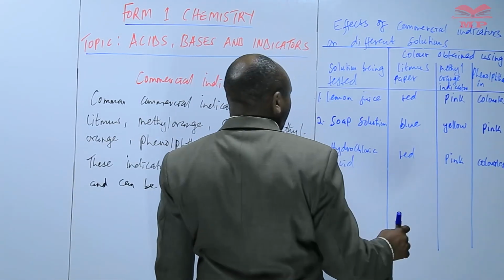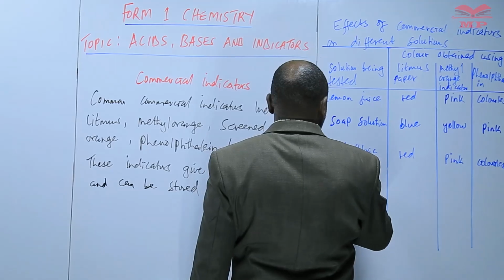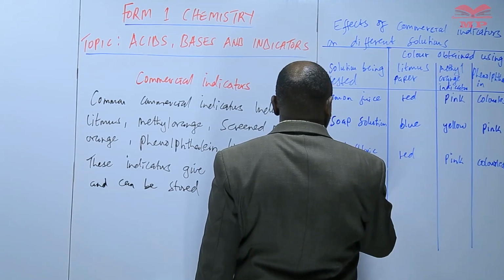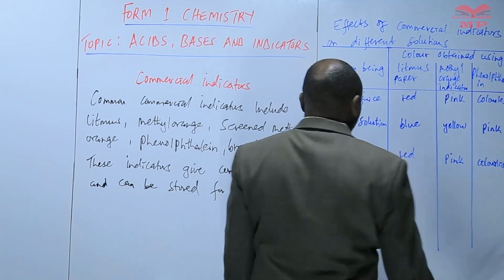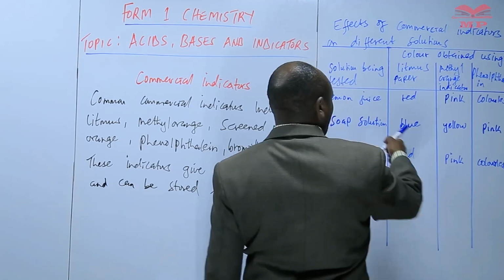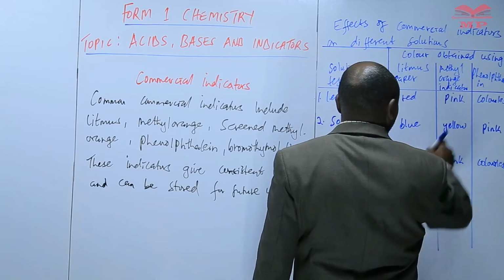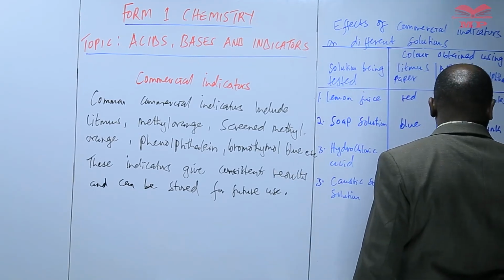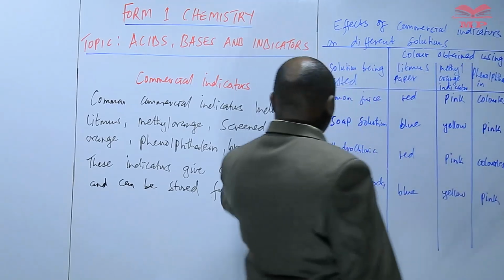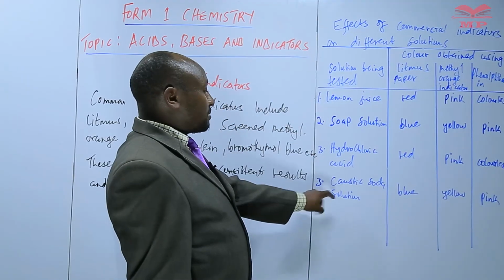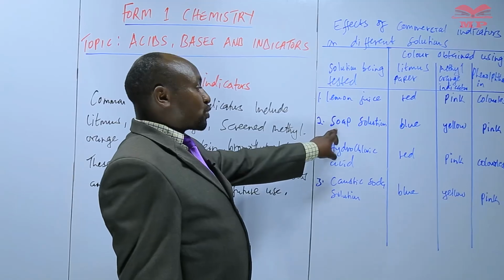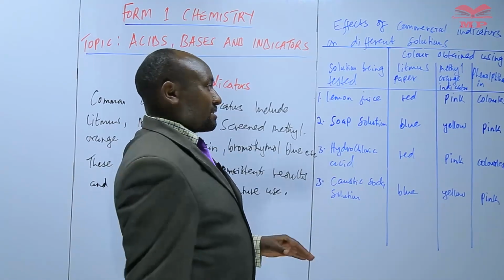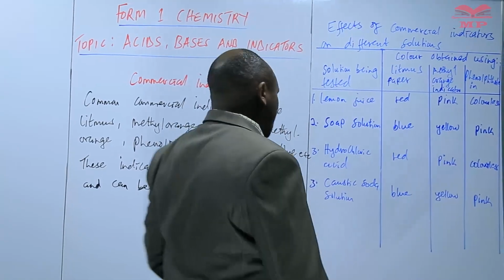If you take something like caustic soda solution, this one will behave like the soap solution. Blue with litmus, yellow with methyl orange, and pink with phenolphthalein. So 2 and 3, they have similar properties. That means caustic soda solution and soap solution, they are bases. That's why they are giving similar colors with the various indicators.